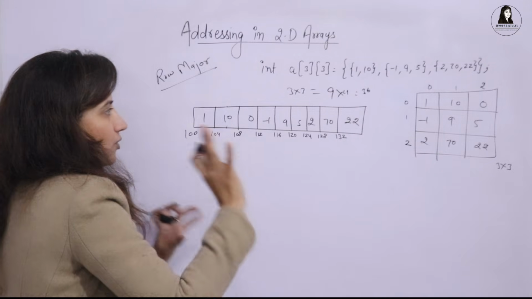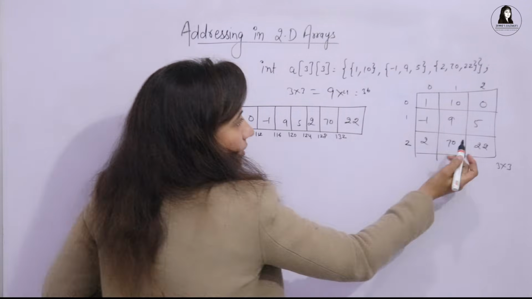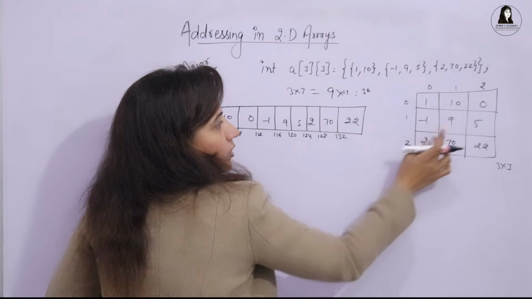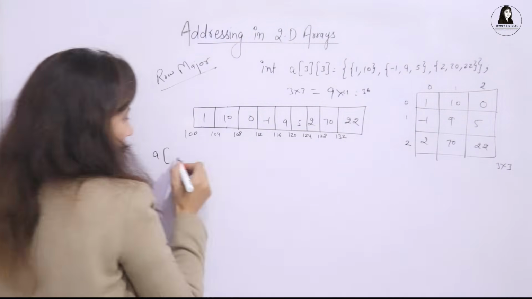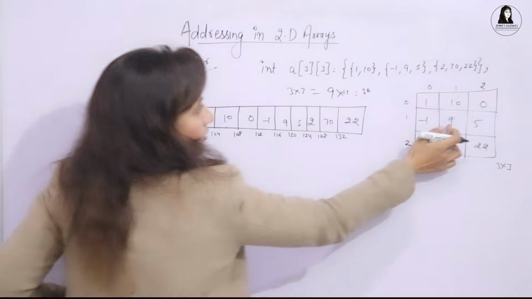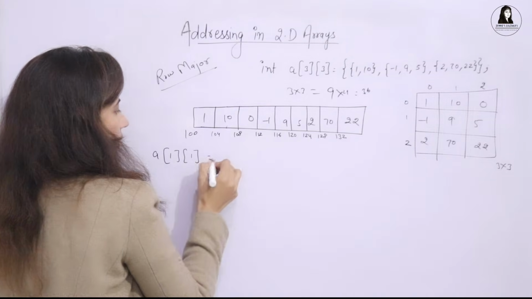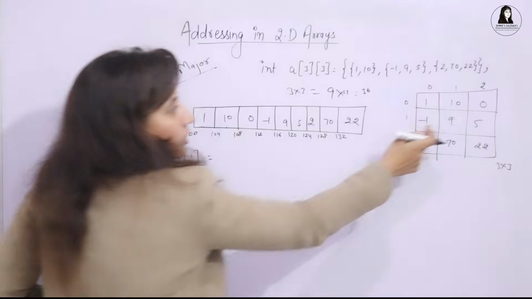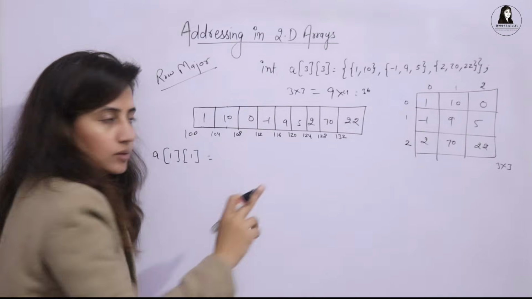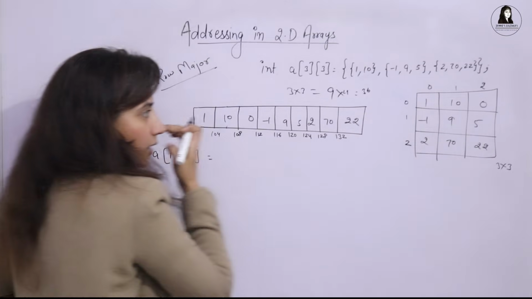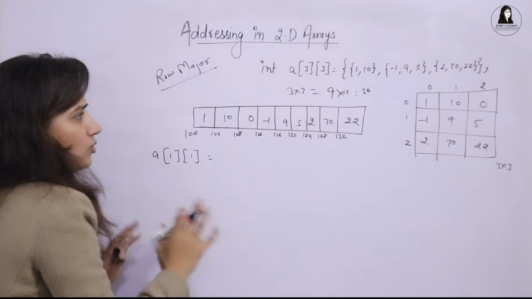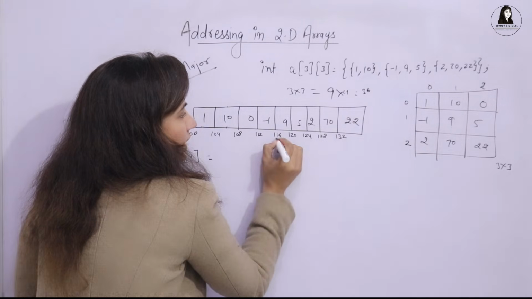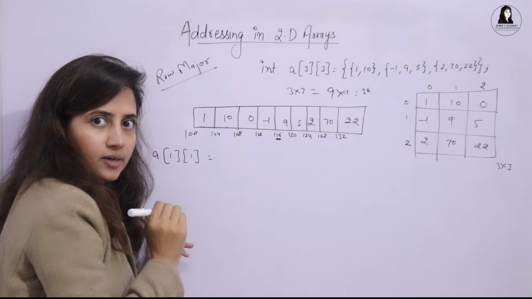Right, now let's take the example of this element 9. So the index of this is, if I say A of first row number is 1 and column number is 1. So A11 will give you 9. First this row and this column, right? By default index is from 0 to 0. But how is this address to be calculated? The address of this 9 is 116, right?